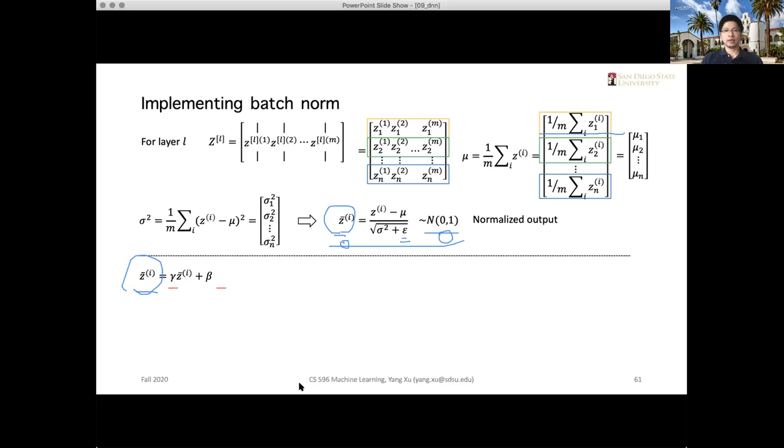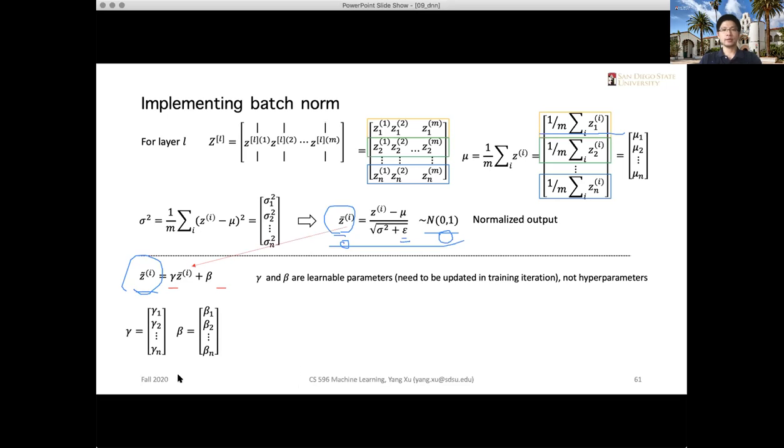Okay, and in this case, beta and gamma are learnable parameters. That means they are part of the model. They are not predefined constant hyperparameters. They are actually parameters that can be updated by the gradients, by the gradient descent step. Okay, and they are also vectors. We have n gammas and n betas in each layer of the model.